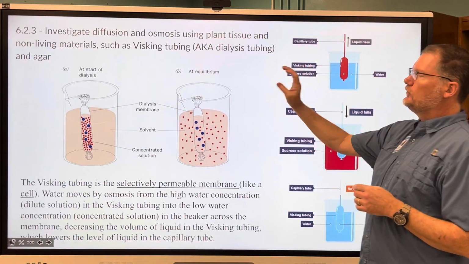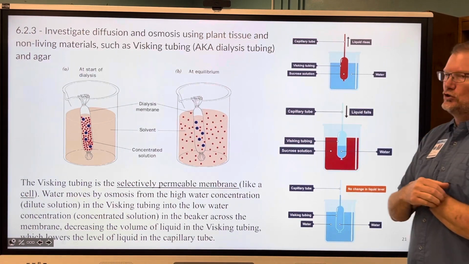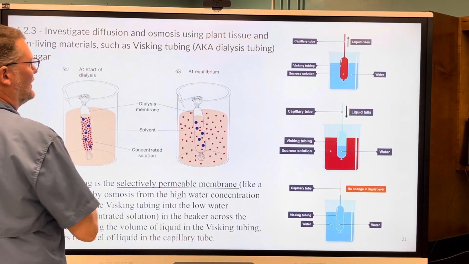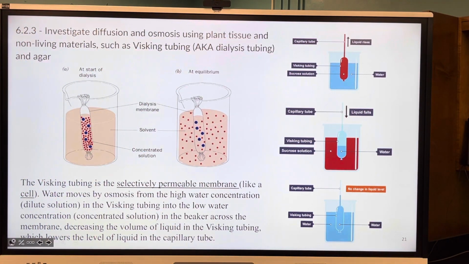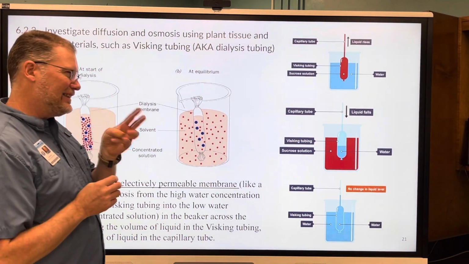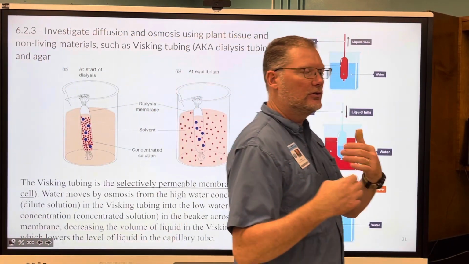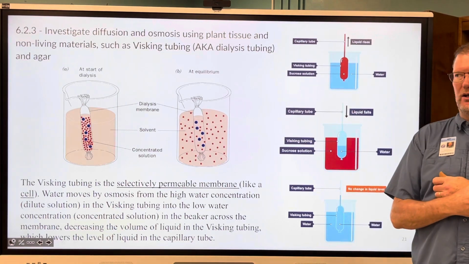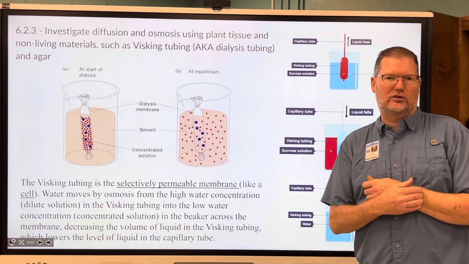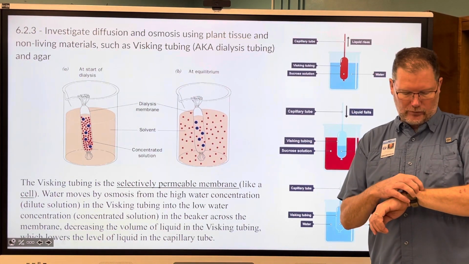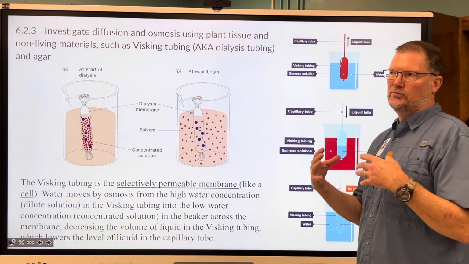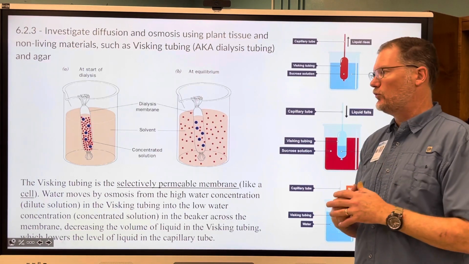Okay, so diffusion and osmosis using plant tissue and non-living materials. Now I'm going to present to you three, I think, scenarios that will be discussed probably in the future, but you have to just understand them. And they're really simple, okay? They're actually really simple. It's just maybe stuff you haven't seen before or heard before.